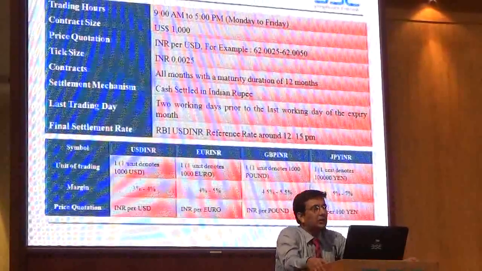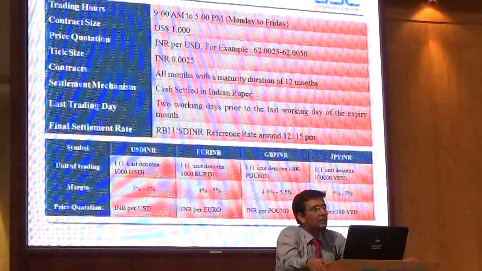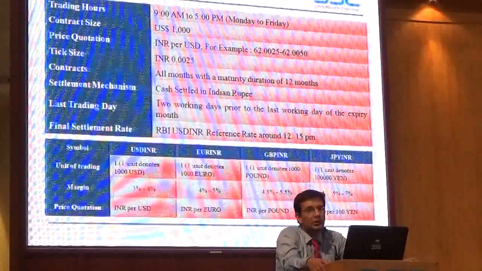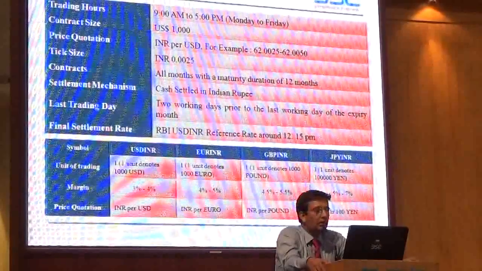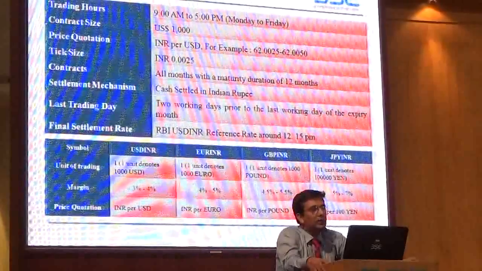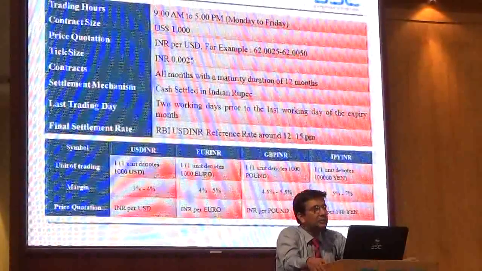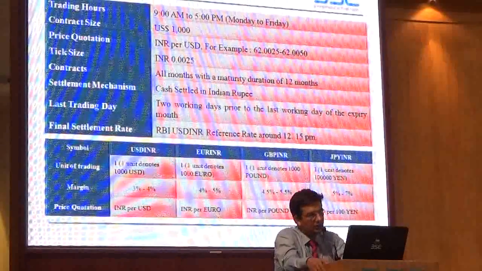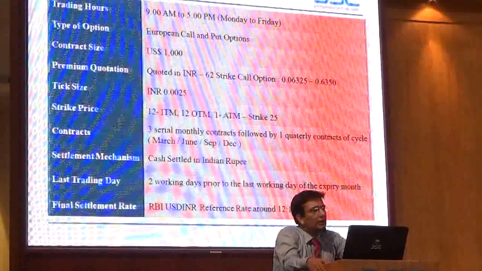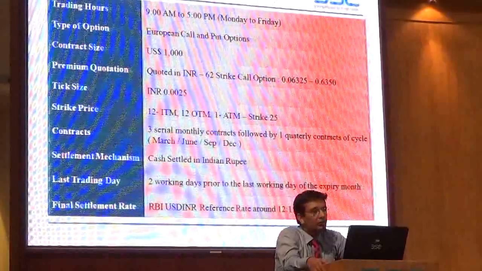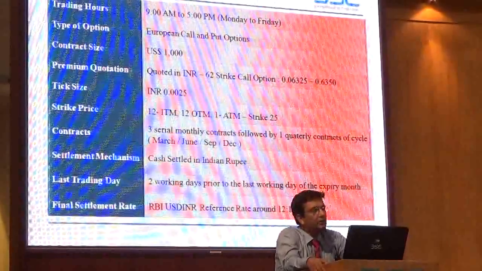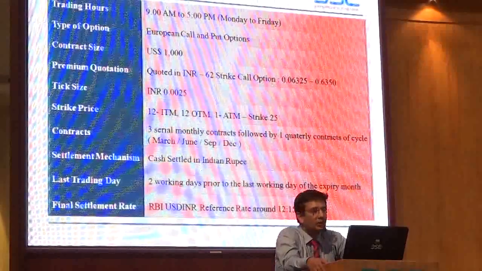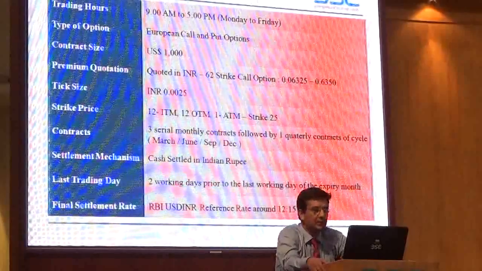Same is the case with other currency pairs, only the difference is in margins. The margin in the USD INR contract is less compared to the other contracts. More margin is on yen because it is more volatile. So SPAN margin increases as the volatility increases. Currency option contract, timing same 9 to 5. Type of the option is European, call and put option. Contract size is same $1,000. Tick size is quarter paisa.